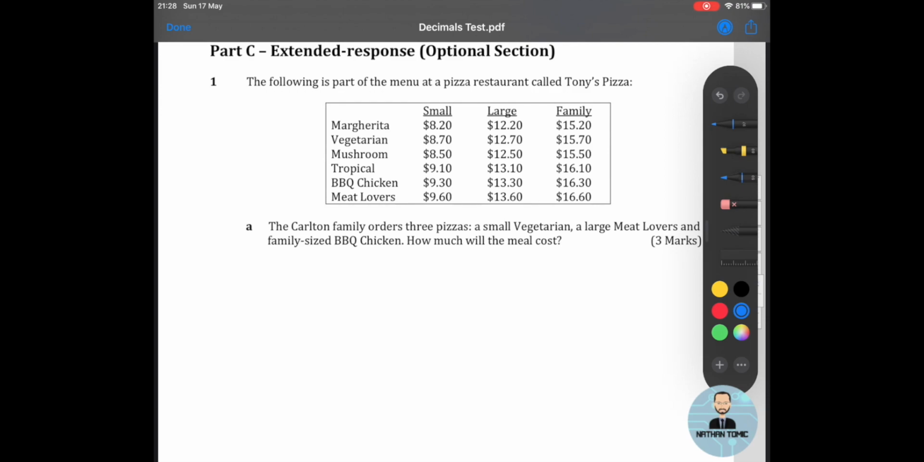So anyway, as with all worded questions, we should really be writing worded answers at the end, and a lot of the questions are really about understanding, looking for the keywords in the questions to make sure we've done everything that's required. So the first part was that this is a part of the menu at Tony's Pizzas, and part A says the Carlton family orders 3 pizzas. The first one's a small vegetarian, a large meat lovers, and a family-sized barbecue chicken. How much will it cost?